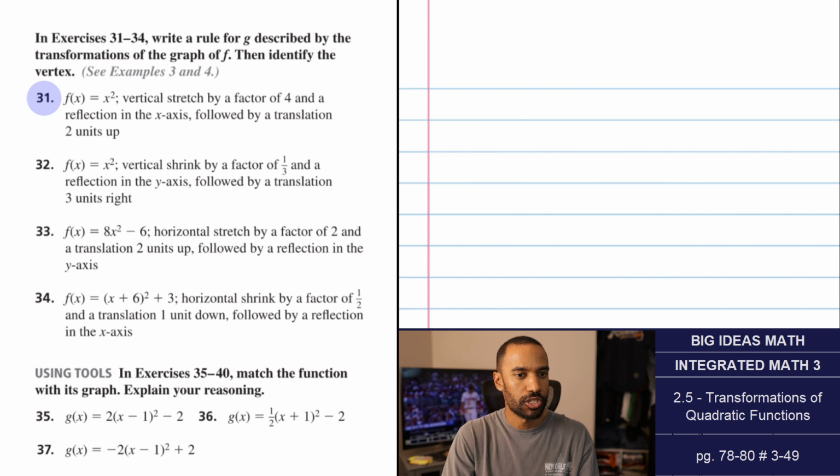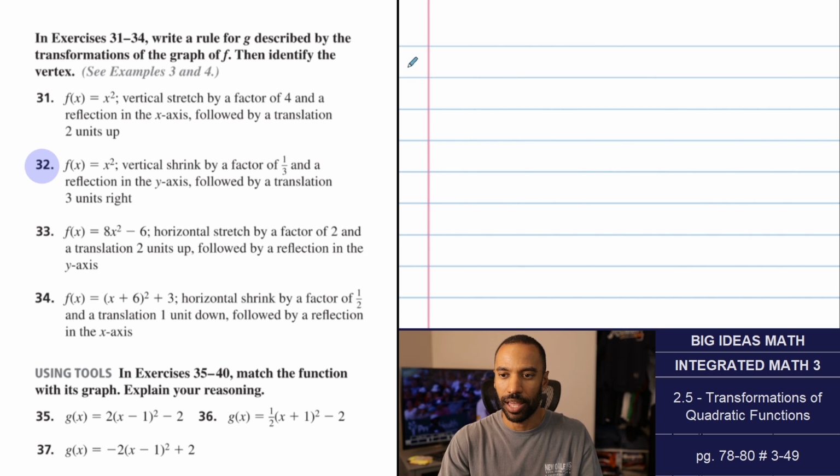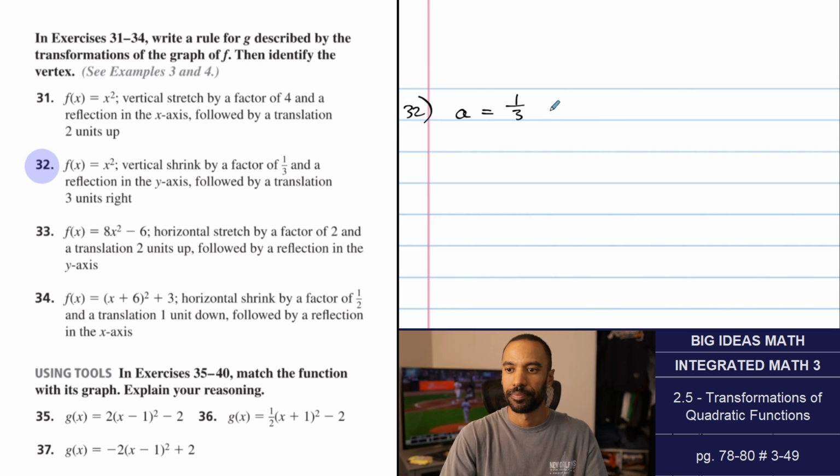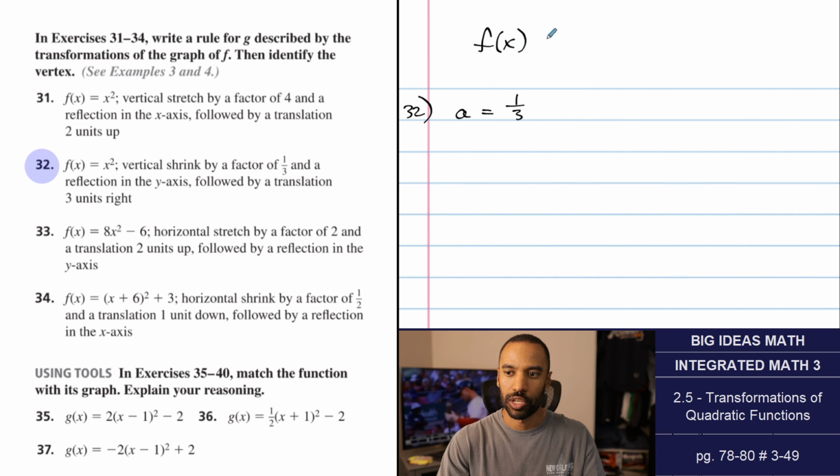Let's move to number 32. Number 32, vertical shrink by a factor of 1/3. That doesn't change the fact that it's still a, and a is still 1/3. That's kind of nice that they accompany us with that. And a reflection in the y-axis. Now, listen, I showed this in one of the questions.